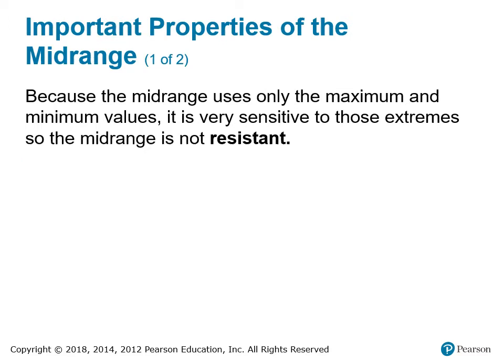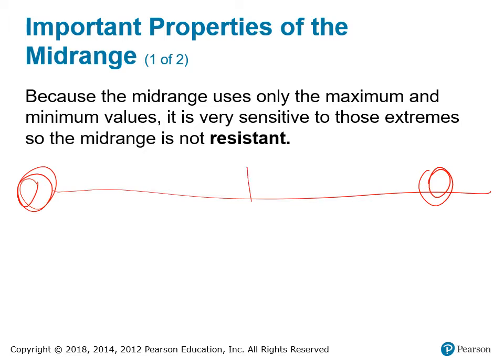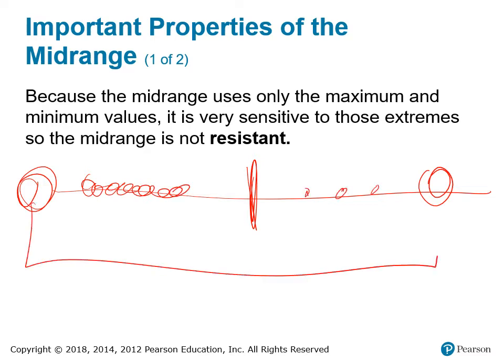One issue with the midrange is that it's not resistant because it only uses extreme values to calculate it, and none of the other data values are used. It finds the middle point of the two extremes. So it says, okay, here's the smallest value, here's the biggest value, let's figure out what sits right in between those. And it doesn't matter if all your data values are clumped up, say here, and there's only a few over here. It only looks at these two and finds the middle of that.